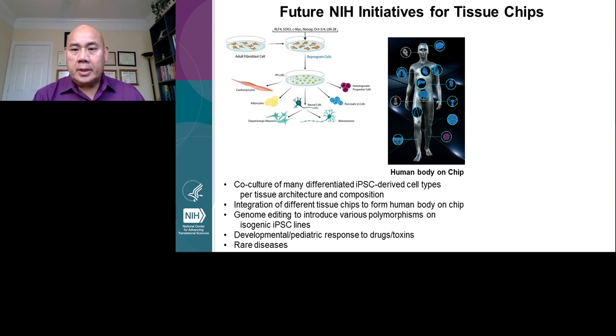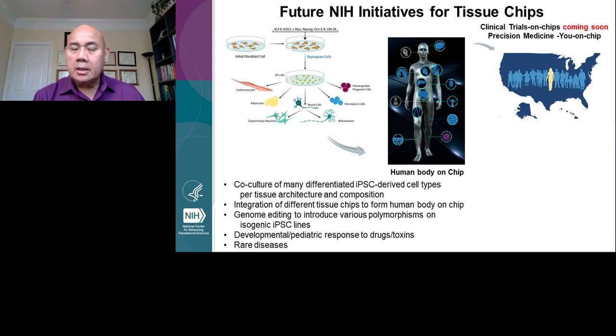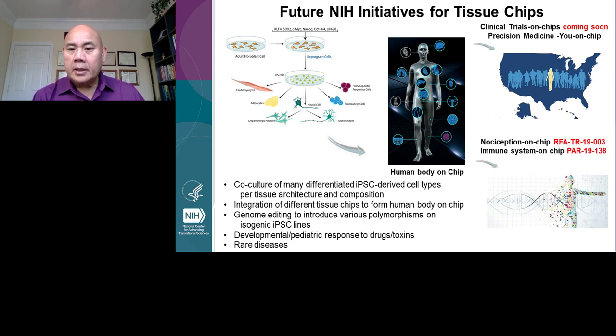Now to tell you a little bit more in terms of what NCATS is planning or is currently supporting in terms of future initiatives and how we're growing this program more. So essentially looking at the developments in tissue chip technology, we're looking to do clinical trials on chips, and so that should be coming soon. So essentially looking at how these tissue chips can be used for precision medicine, creating an individualized you on a chip. We also have the nociception on a chip, pain on a chip, which is an active solicitation, shown here with the RFA TR number 19-003, as well as creating an immune system on a chip. And those are 2 active solicitations right now in terms of how we can continue to grow the program.